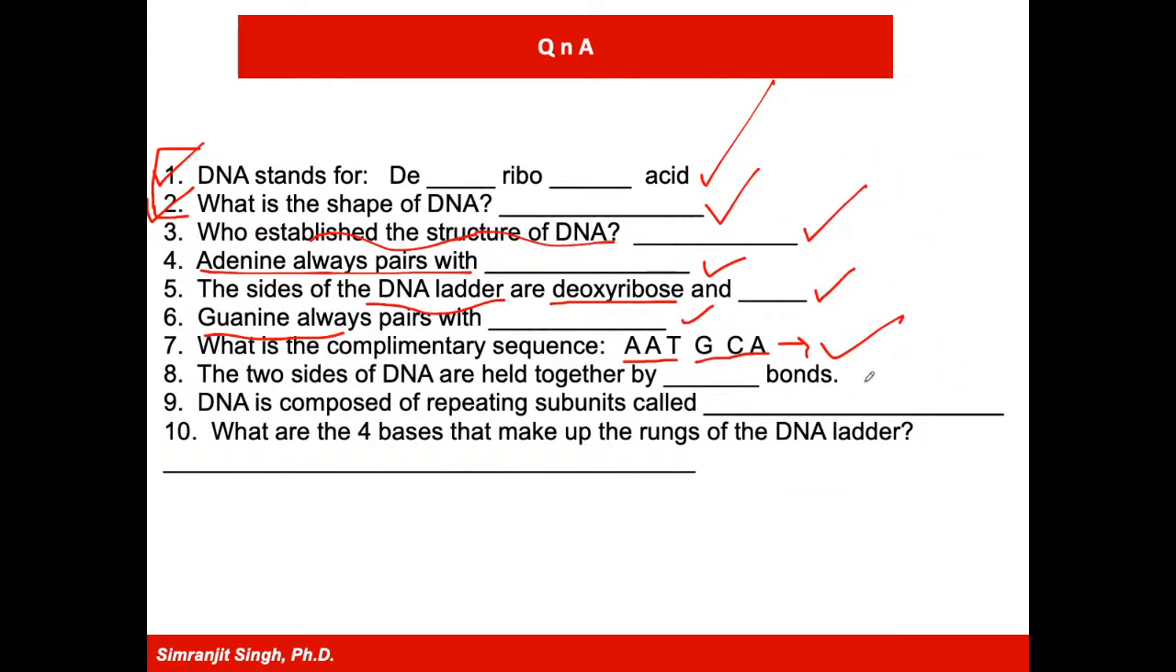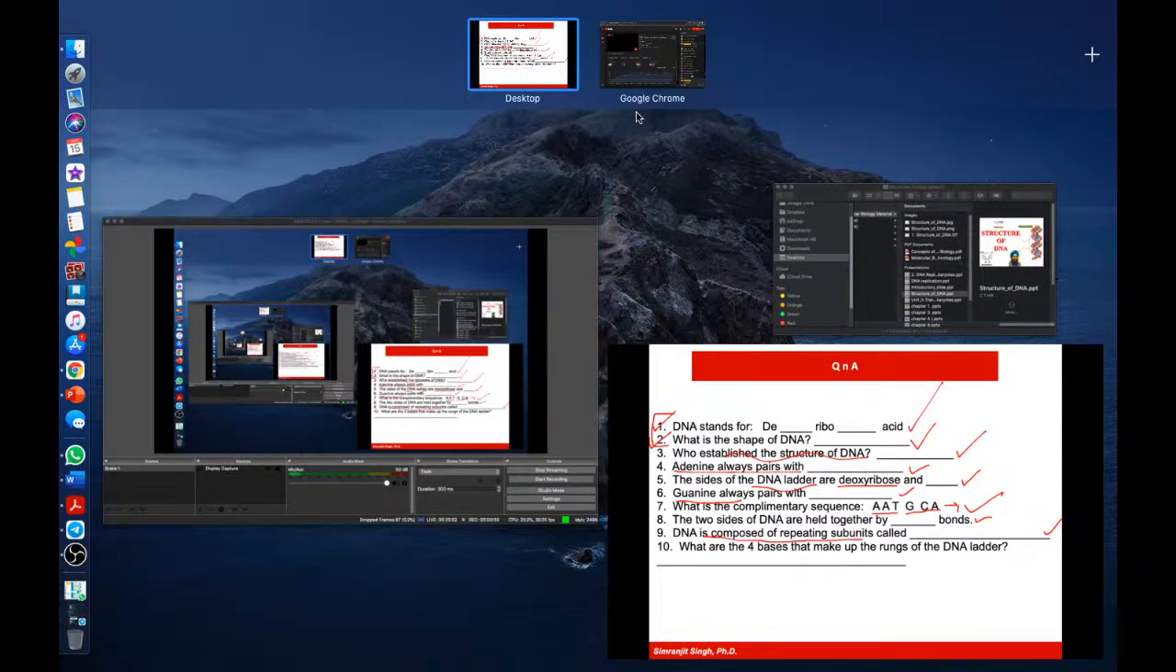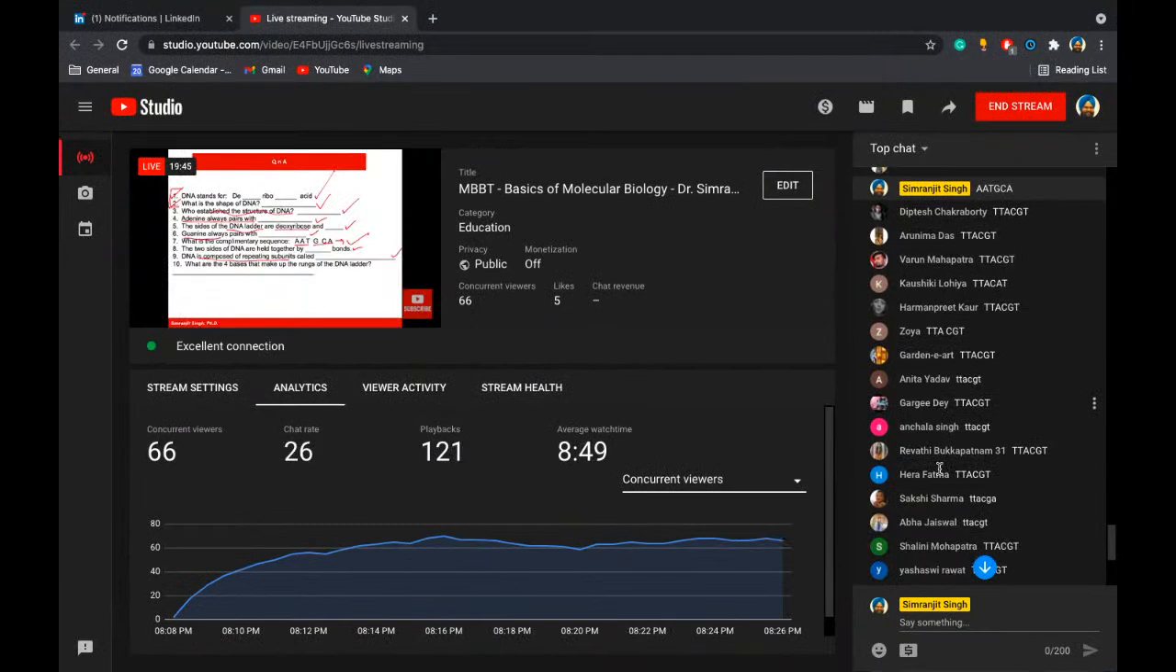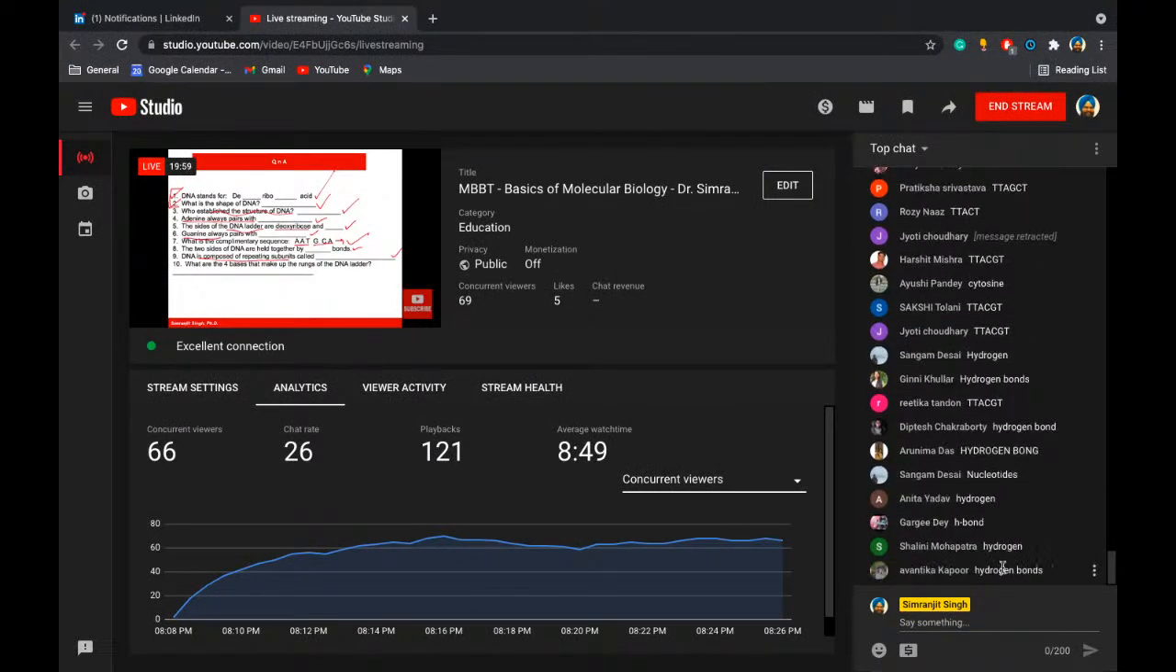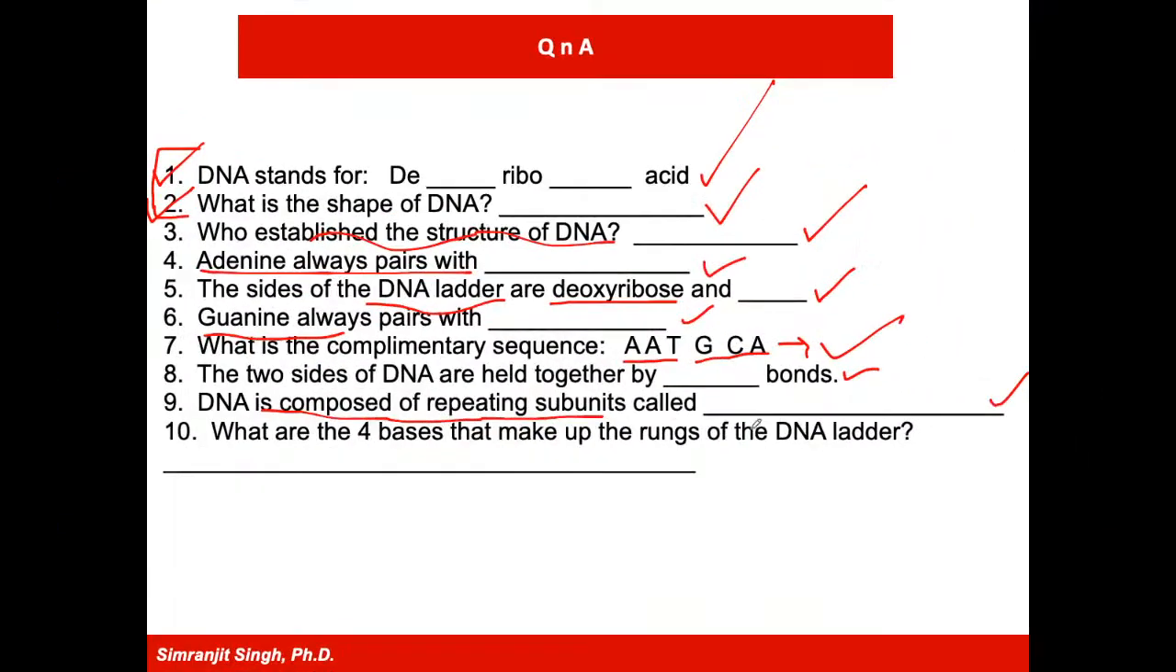So the two sides of DNA are held together by the bonds. Second question: DNA is composed of repeating subunits of... And the two sides of DNA are held together by... Hydrogen bond. Yes, right. Good.